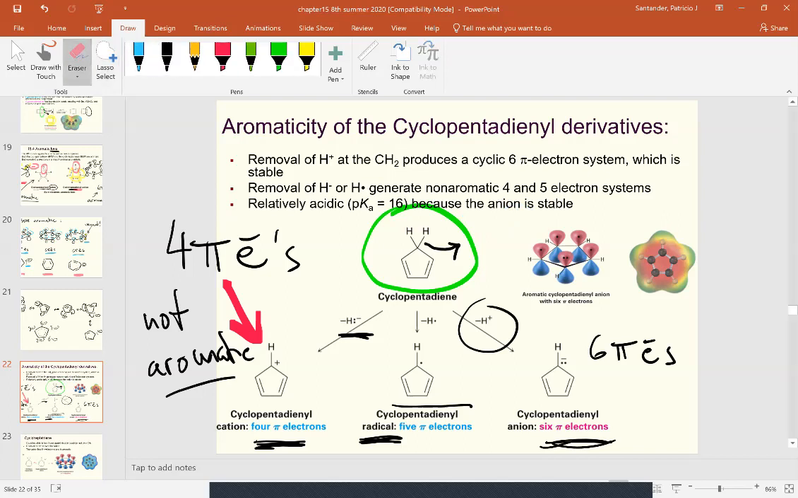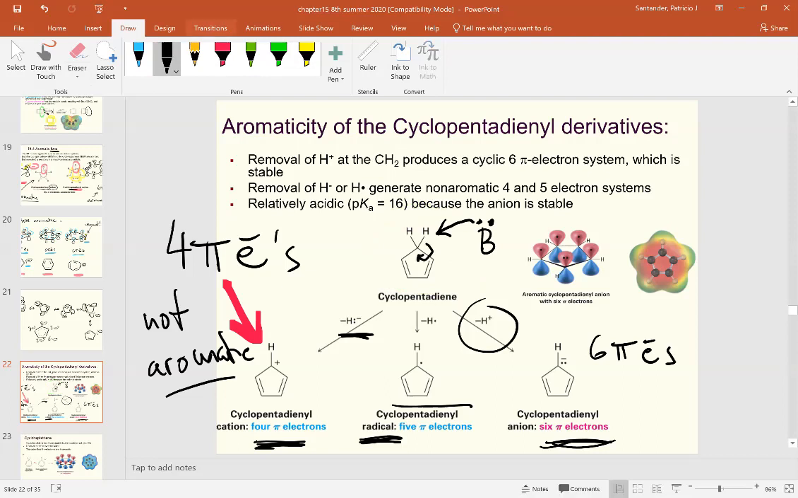How can you remove a proton? What do you need in order to remove just one proton? Well, obviously you need a base, right? We have learned that in organic 1, right? So if I have a base with a pair of electrons, I can grab one proton, and in that way, what I leave behind will be the anion there, right?